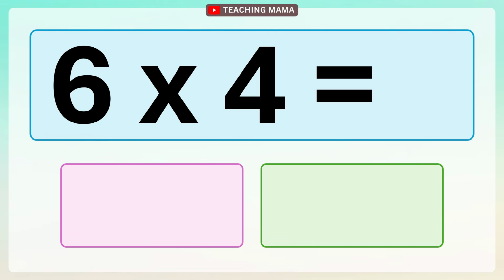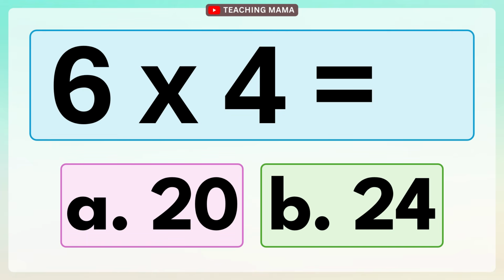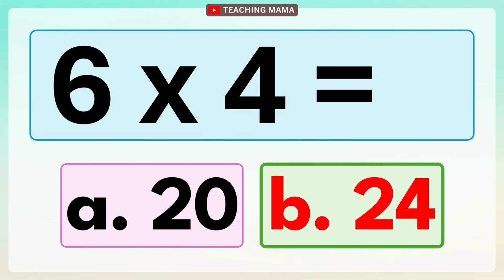6 times 4 equals A. 20, B. 24. What is the answer? B. 24.